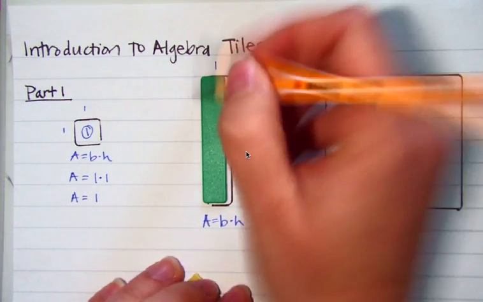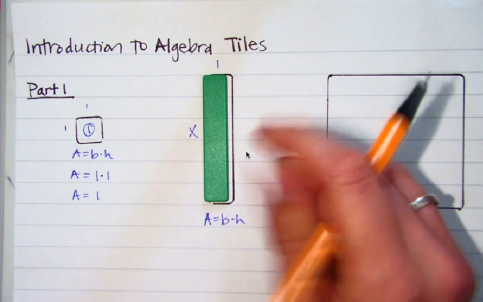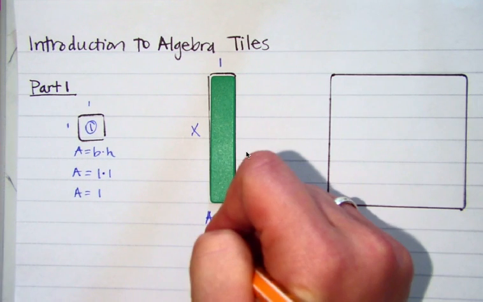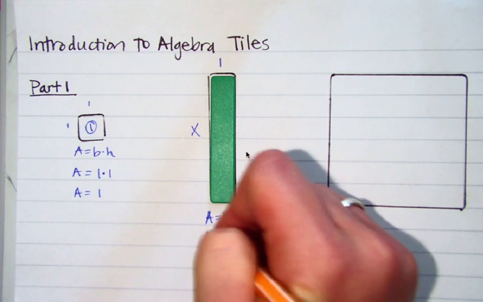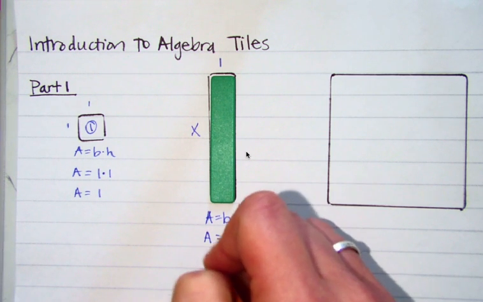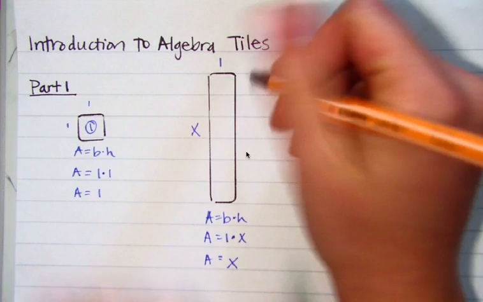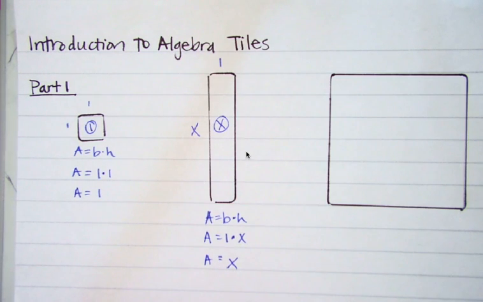So we're just going to call this x. We're not sure, and it's just better to call this a variable standing for an unknown. So the base is 1, the height is x. When you do 1 times anything, you always get that same number or variable back, meaning that we can just say that this is x, and therefore this is called the x piece.